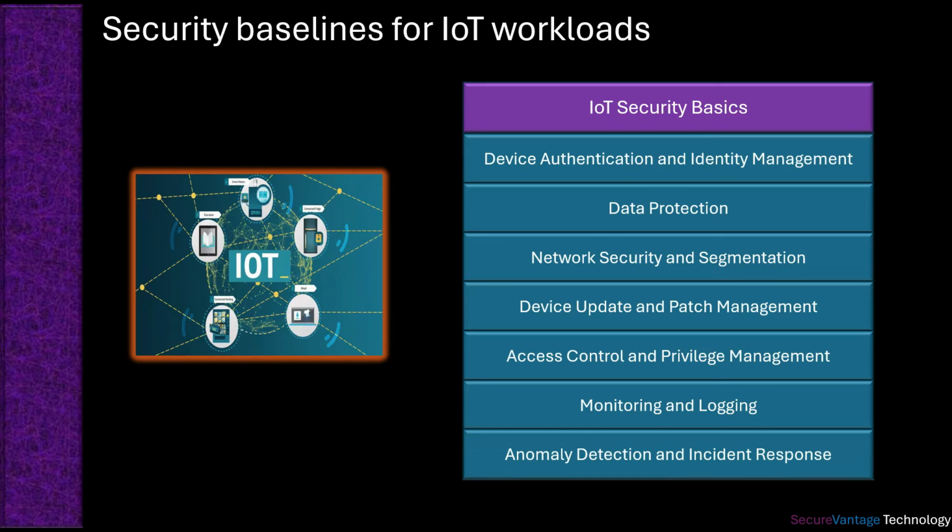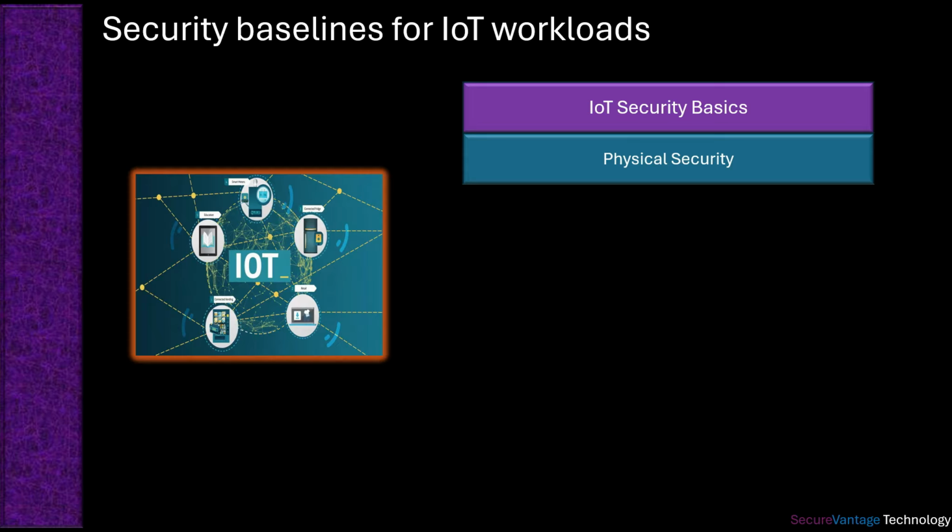Anomaly detection and incident response identify and respond to security incidents in real time. Deploy machine learning-based anomaly detection tools to identify deviations from normal device behavior and establish an incident response plan specific to IoT to quickly mitigate any threats detected and prevent further spread.